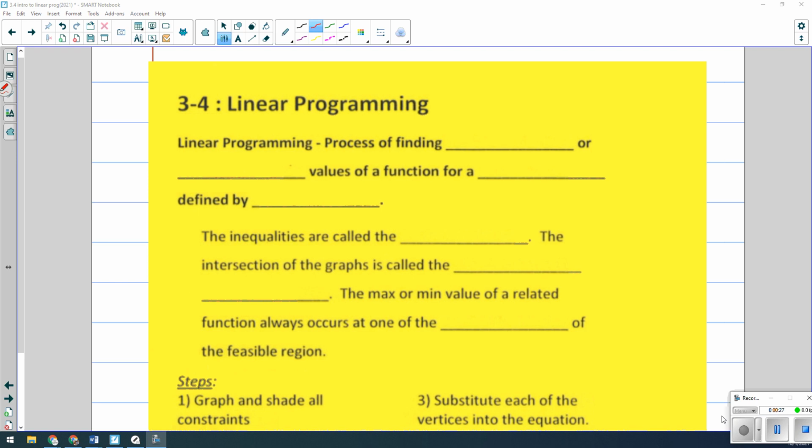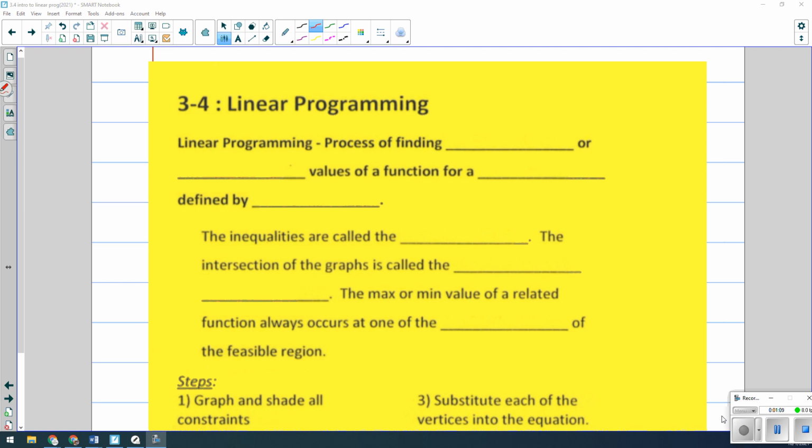Today we're going to talk about linear programming. Linear programming is the process of finding maximum or minimum values of a function for a situation defined by constraints. So I'm not going to write the words in, I need you to write the words in. Again, linear programming is the process of finding maximum or minimum values of a function for a situation defined by constraints. The inequalities are called the constraints. Constraints is C-O-N-S-T-R-A-I-N-T-S.